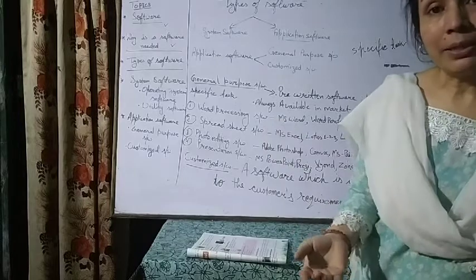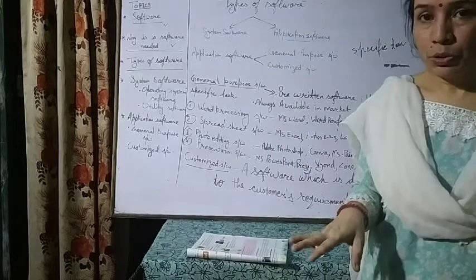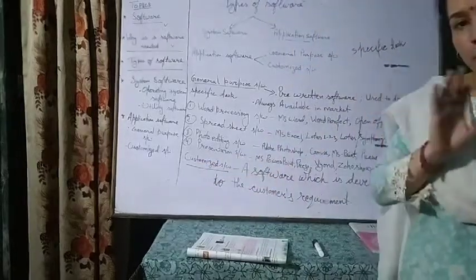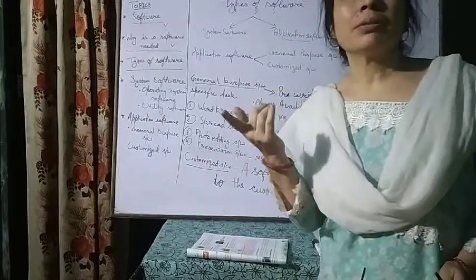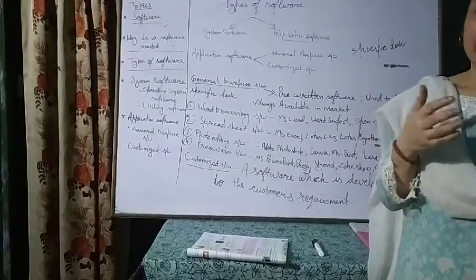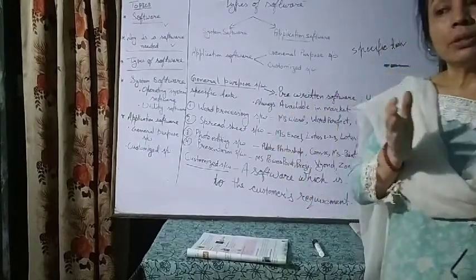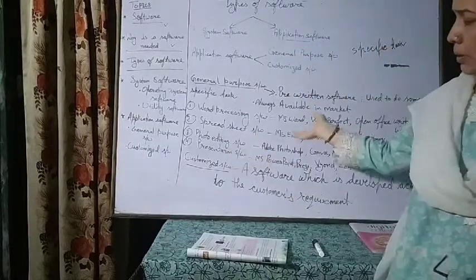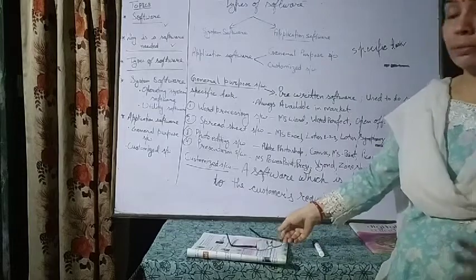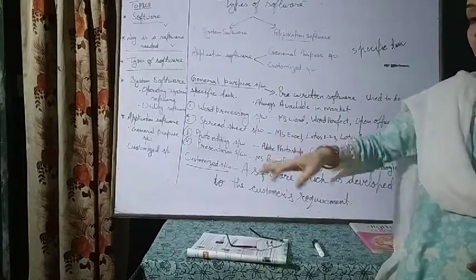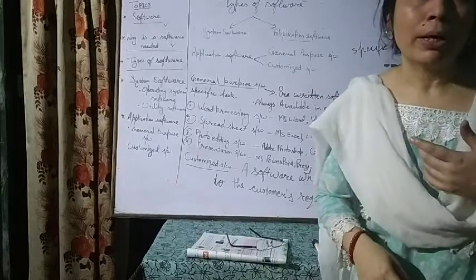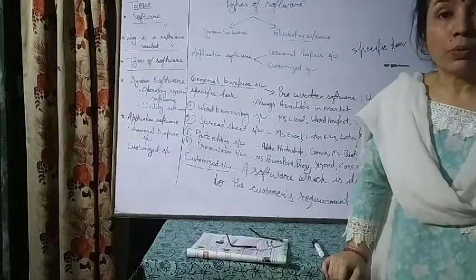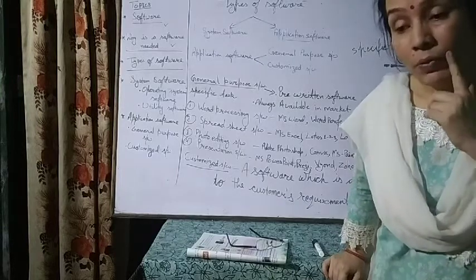Now the second one is customized software. Customized, if you see this word, it is related with the customer. It is related with the customer. Means there are many software in market, but still if these software do not meet my requirement, the customer's requirement, then what will we do?